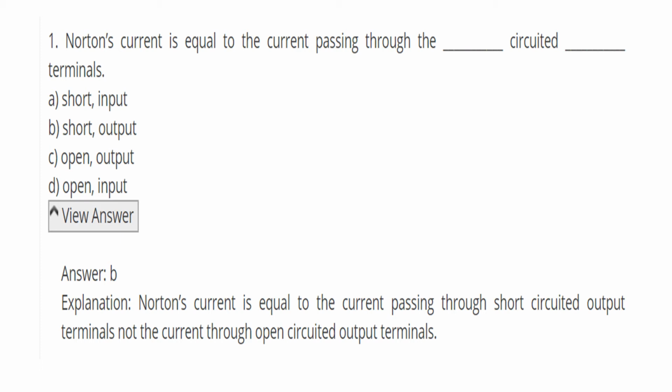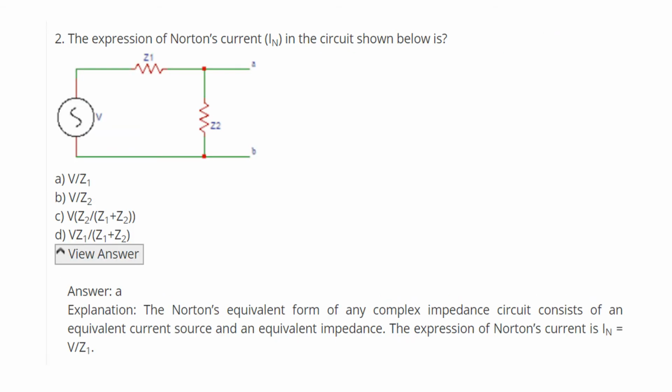So answer B is right. And again, the question: Norton's current is equal to the current passing through the short circuited output terminals. Okay. The next is the question on Norton theorem.